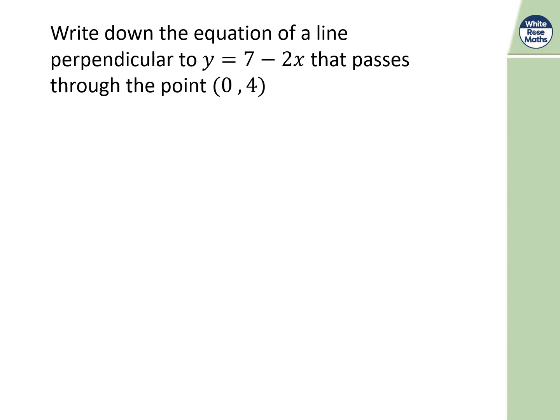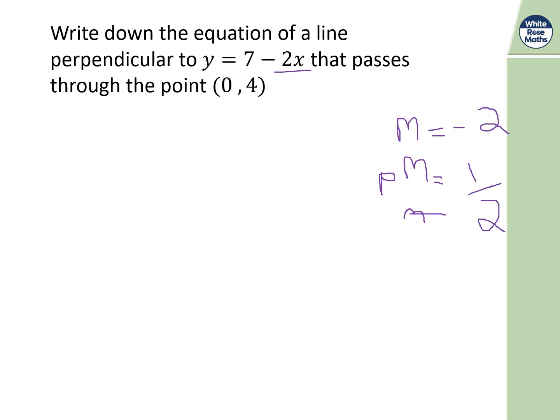Write down the equation of a line perpendicular to y equals 7 minus 2x and passing through the point (0, 4). Well, the gradient of my current line, m, is equal to minus 2. We want the negative reciprocal, so we'll flip it and then make it positive. So the perpendicular gradient, PM, will equal 1/2, because minus 2 times a half gives us minus 1.